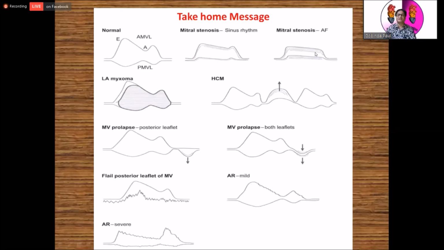mitral stenosis with atrial fibrillation, there is no A wave, and in LA myxoma, there is a dense shadow in between the AML and PML. In HCM, there is systolic anterior motion of the AML, and in MV prolapse, there is a hammock-like appearance and prolapse of the PML. MV prolapse may involve both leaflets, AML and PML, and there is flail of the posterior leaflet of the mitral valve. In mild aortic regurgitation, there is fluttering of the AML, but in case of severe AR, there is the most prominent fluttering of the AML.